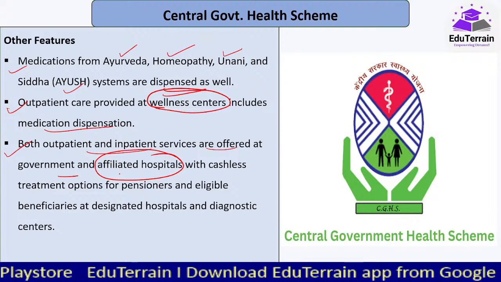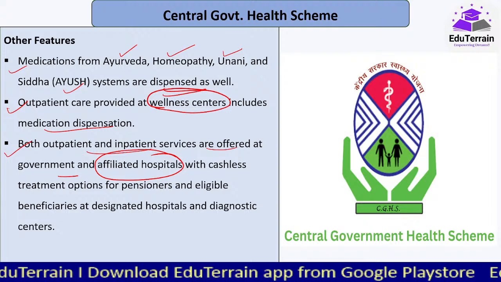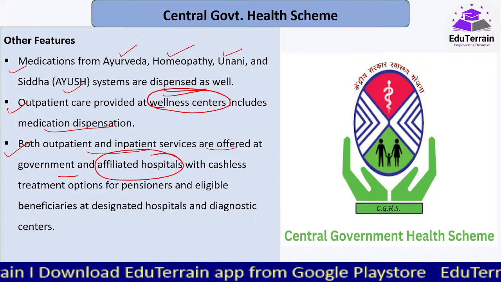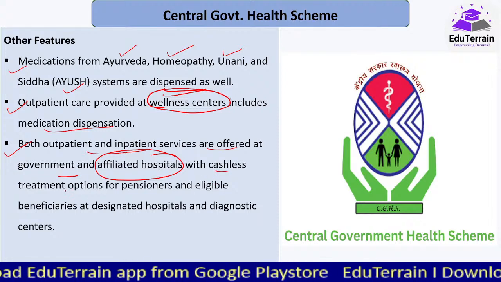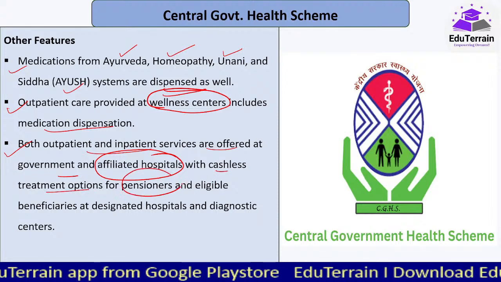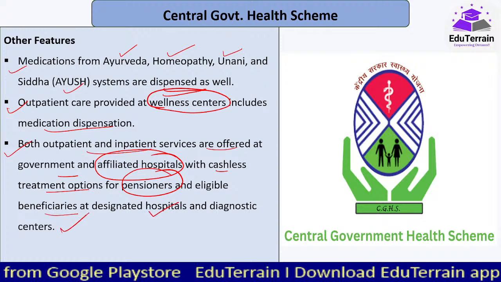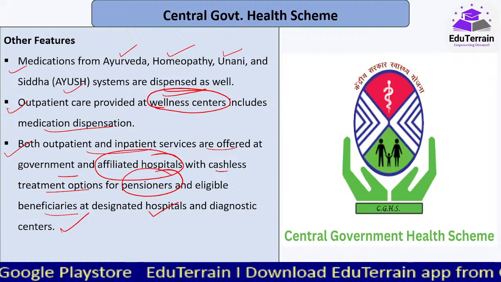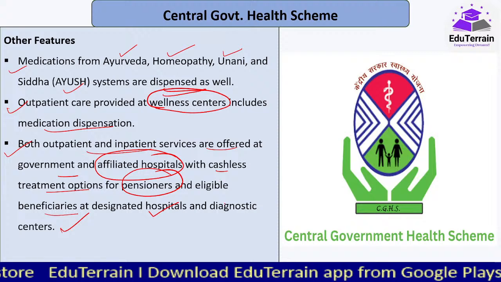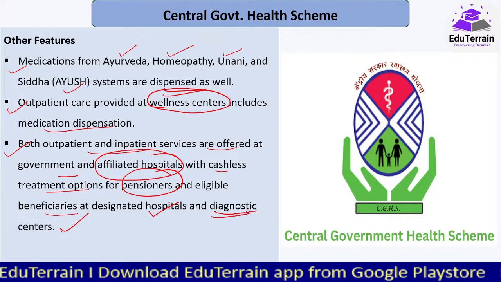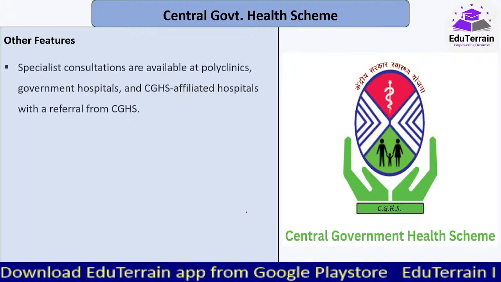Many times, as I said, third party private hospitals are also empaneled. There generally, in the majority of cases, it would be reimbursement. Otherwise, in a few cases, it can be cashless as well, with cashless treatment options for pensioners and eligible beneficiaries at the designated hospitals as well as the diagnostic centers. Many times they say you have to undergo this test, that test and all that. In that case also, all that would be either in cashless form wherever it is available, or they can go for reimbursement as well.